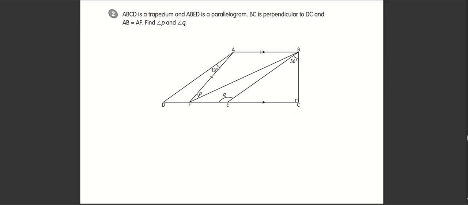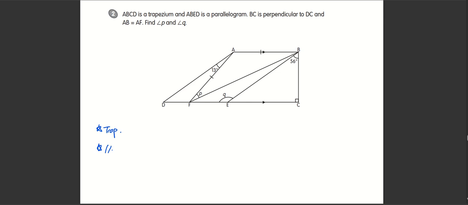A, B, C, D being a trapezium, and you realize you can have two trapeziums in this diagram. You can have A, B, C, F, and then you have ABED is a parallelogram. A, B, E, D. Okay, so there are two main shapes here given in the question. So clearly you already start off with I need to know my trapezium properties, and then I also need to know my parallelogram properties.